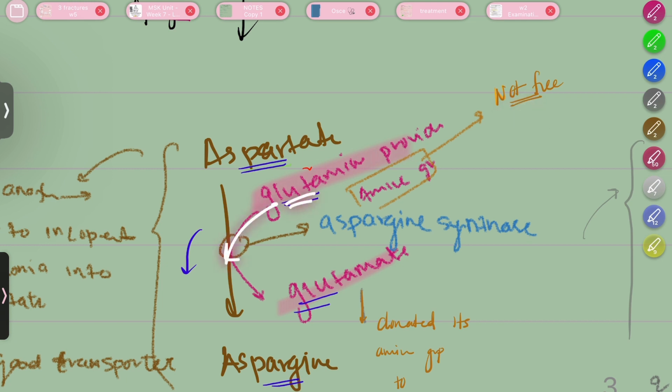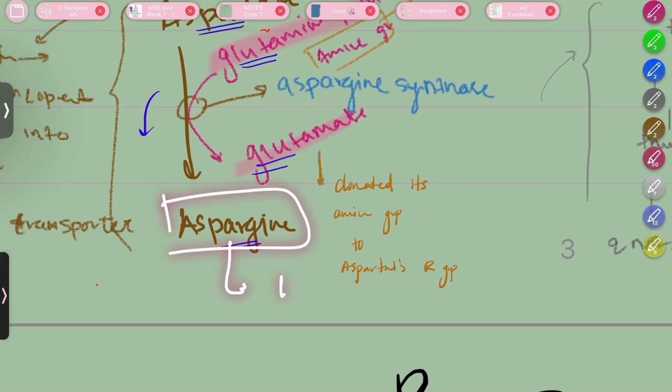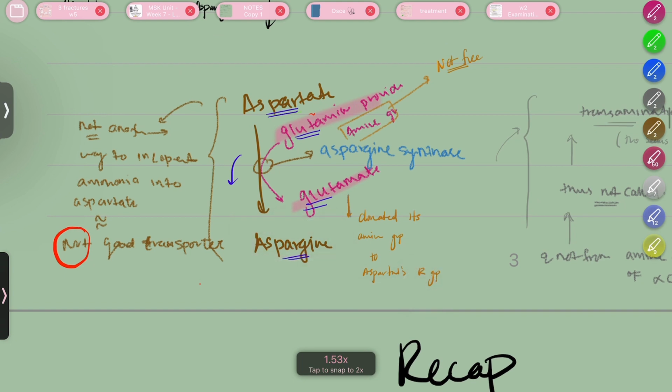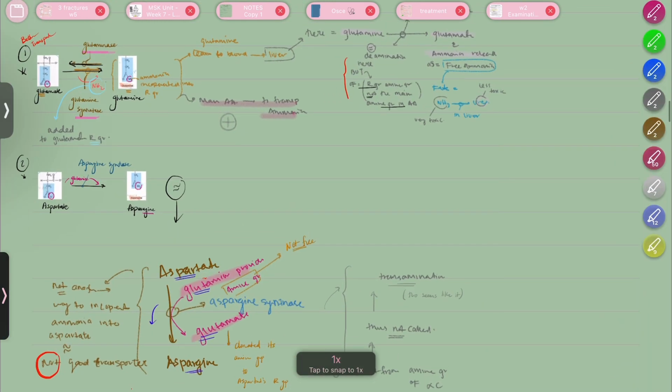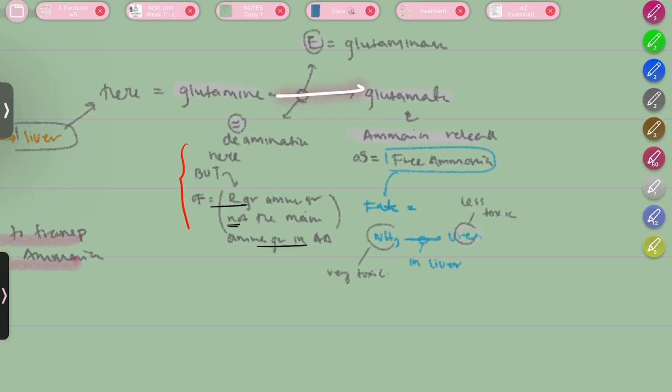It adds it to the aspartate, and now we have the asparagine, which acts as a transporter from the blood to the liver, where the urea cycle takes place, and it's a reversible reaction. It can release its ammonia just like glutamine did at the top over here when it was released as glutamate and ammonia.